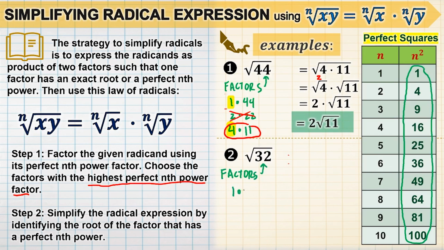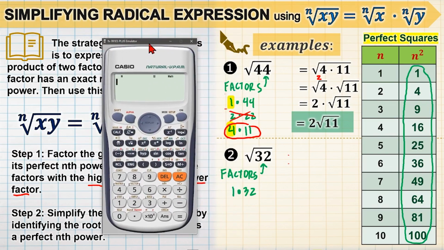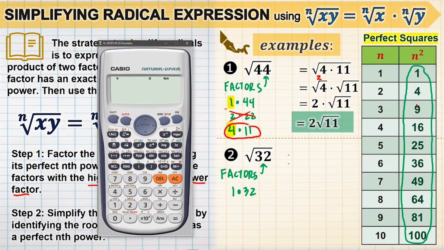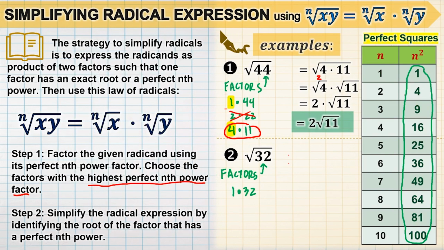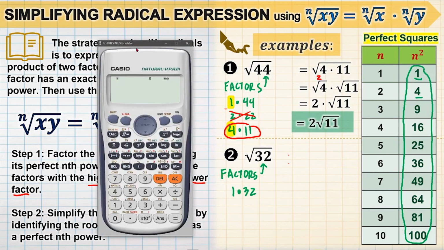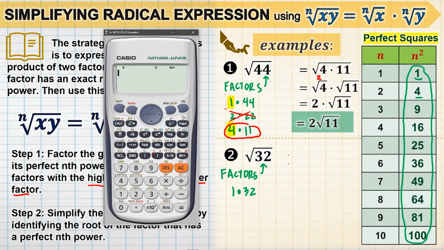So, we can start with 1 times 32, di ba? And then for us to identify the next following factors na merong perfect square, gamit tayo ng calculator. Let's start with, ano bang susunod sa 1? Ayan, susunod sa 1 ay 4 sa mga perfect square. So, okay tayo with 1. Try natin sa 4. Now, paano mo malalaman kung factor ni 32 si 4?